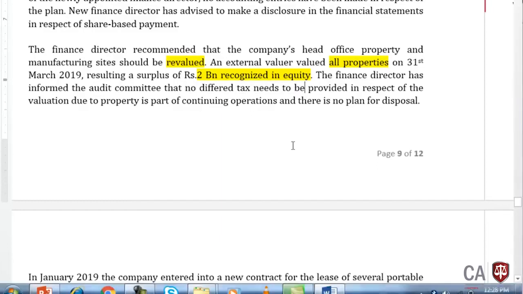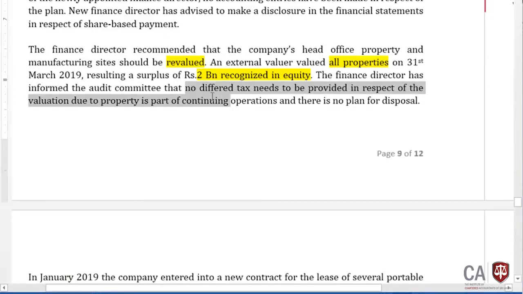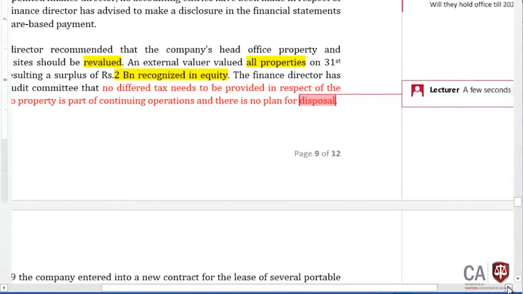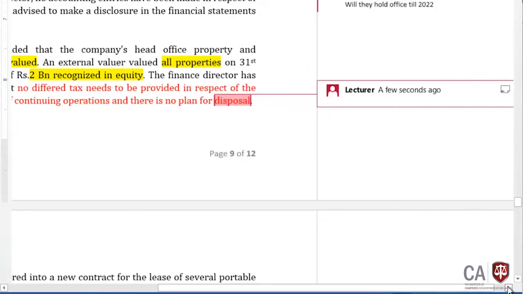You have to recognize deferred tax on the revaluation, whether it is realized or not. According to this comment, there is no plan for disposal, but that is not relevant. So, that is another thing you have to write in your answer. So, again, if you write this answer, what are you going to write? Now you are thinking: the art of writing in the exam is that as you read, you plan everything. Then next you take a piece of paper and explain these points.